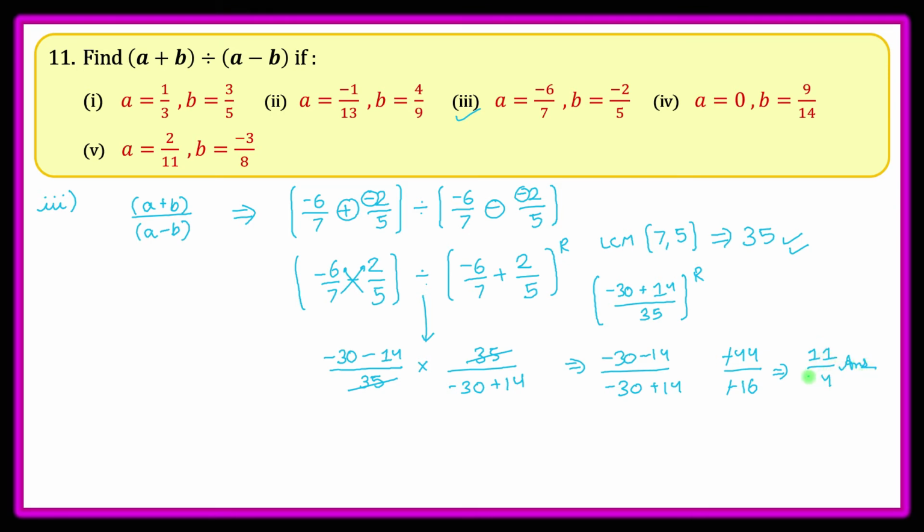You can verify it. We get 44, and 14 plus 16 is 30. So that's why we can say that we have solved the question correctly. So plus 11 upon 4 would be the answer. Rest of the parts you can solve yourself.